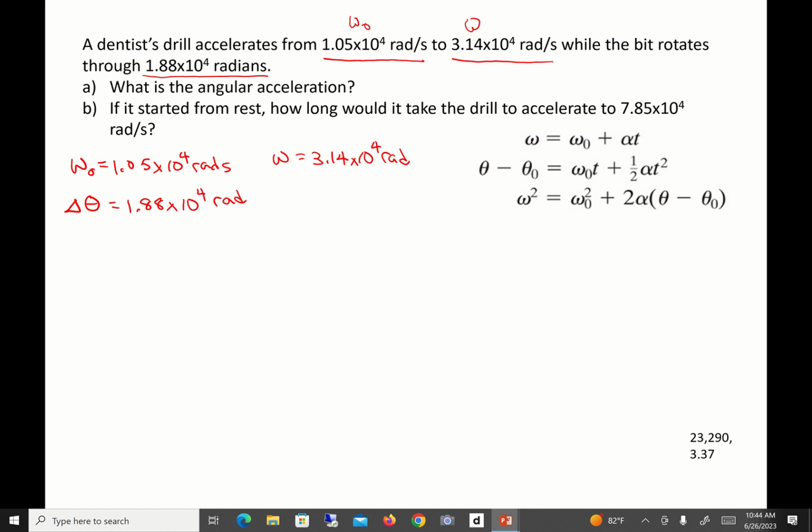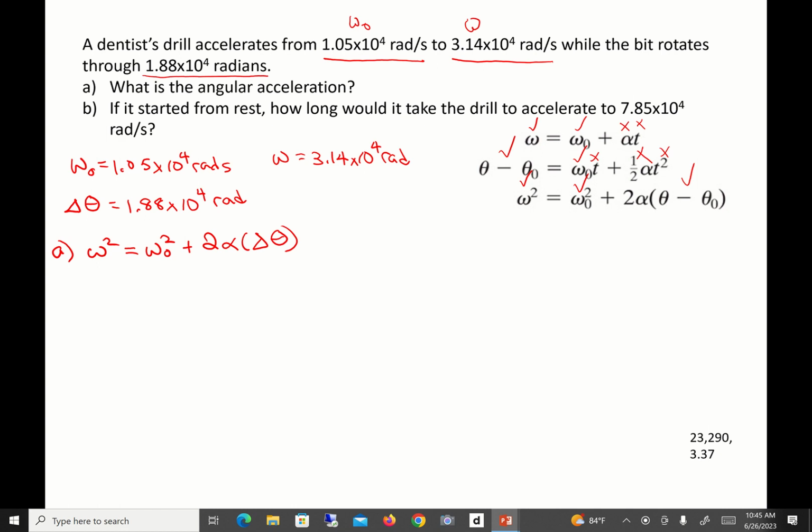All right, so what I want to know in part A is what is alpha? The angular acceleration. So I want to find the angular acceleration. I know omega, and I know omega 0, and I know delta theta. I don't know alpha, and I don't know t. So since I don't know t, I can't use either equation 1 or equation 2. So I need to use the third equation. So for part A, I'm going to use omega squared equals omega initial squared plus 2 alpha times delta theta. And I got to solve this for alpha.